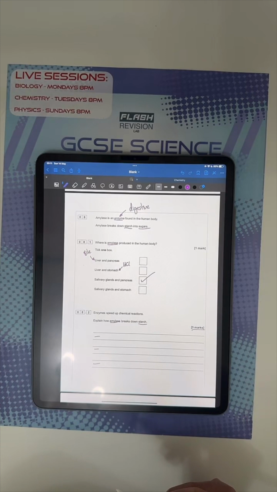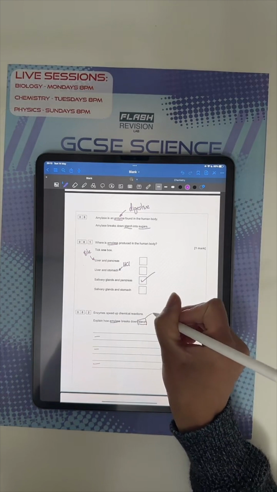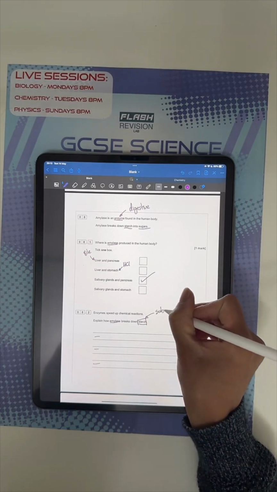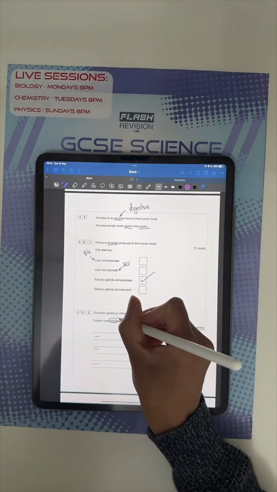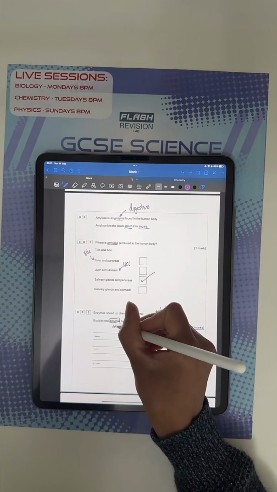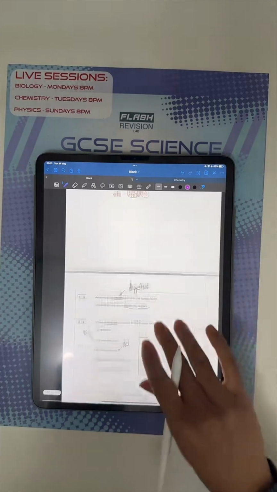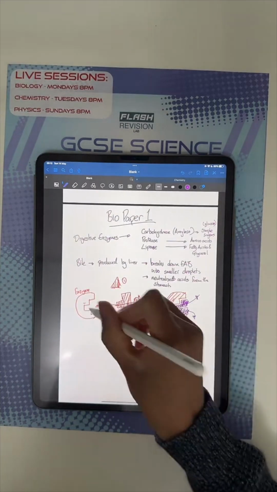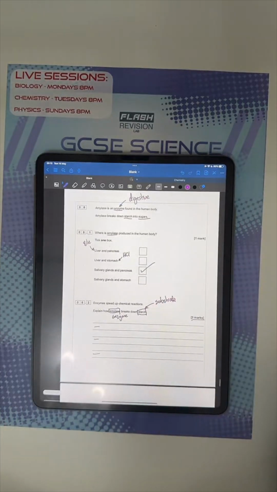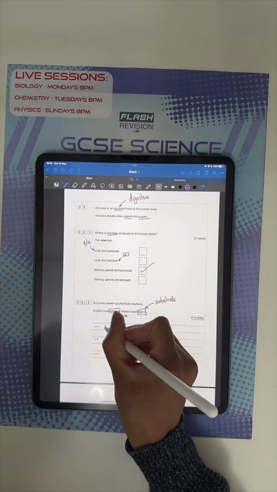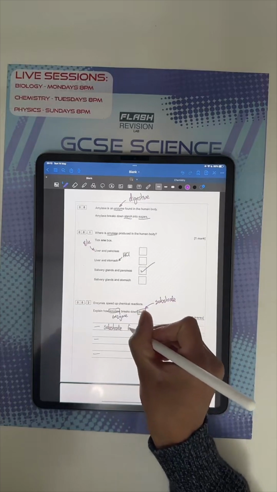So the substrate is the starch. That's the thing that's being broken down. Okay, so that's the substrate. And this is the enzyme. So inside the amylase, you have an active site and that's the gap here. And then you've got the substrate or the starch coming in. So you get 1 mark to say the substrate fits into the active site.